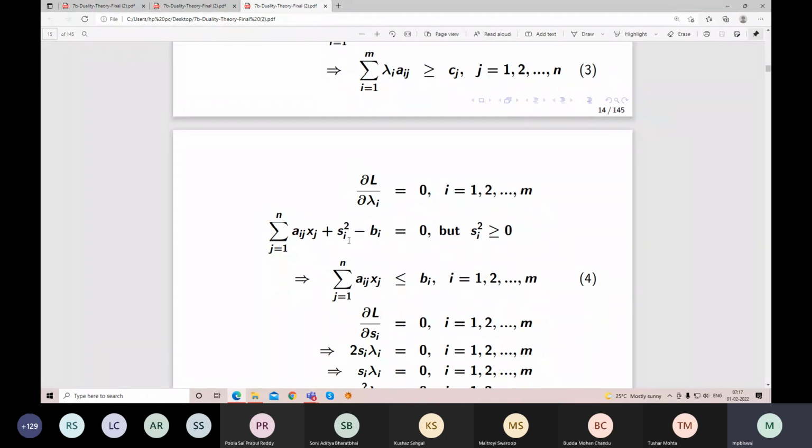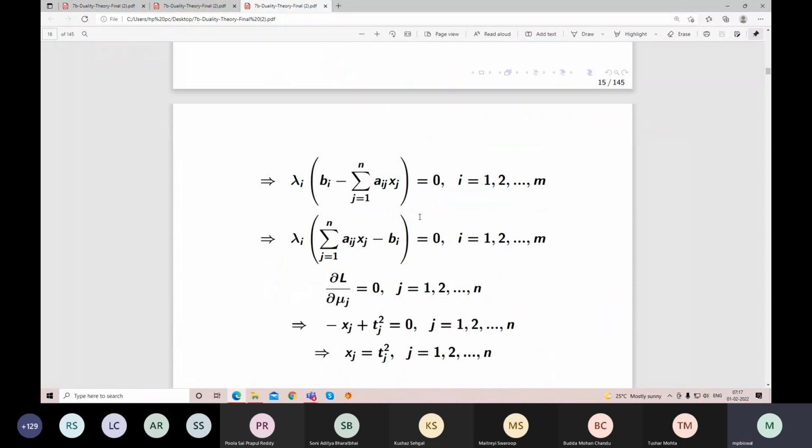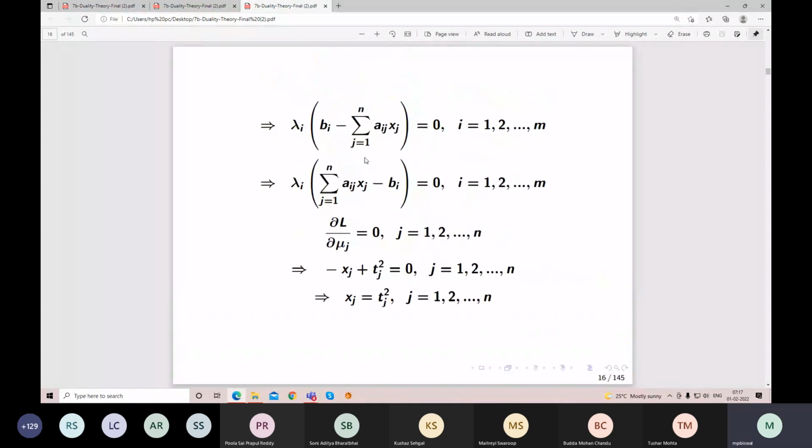I am writing the same manner here. So lambda_i into Si square, that is b_i. See that minus sign, if you multiply, because you know lambda_i into Si square equal to 0, minus lambda_i into Si square equal to 0. So lambda_i, b_i minus summation over j varies from 1 to n a_ij x_j, this equal to 0.